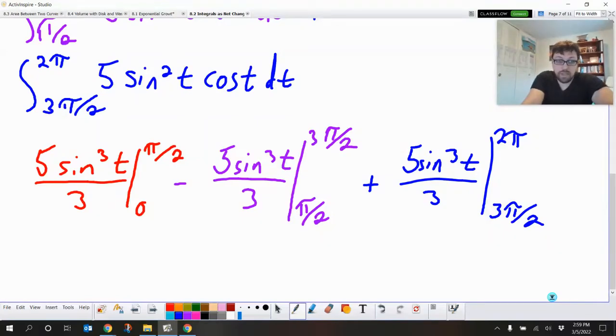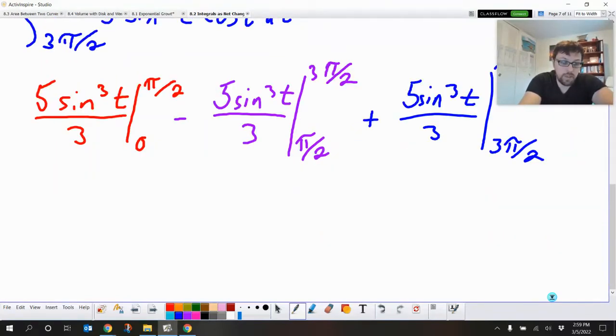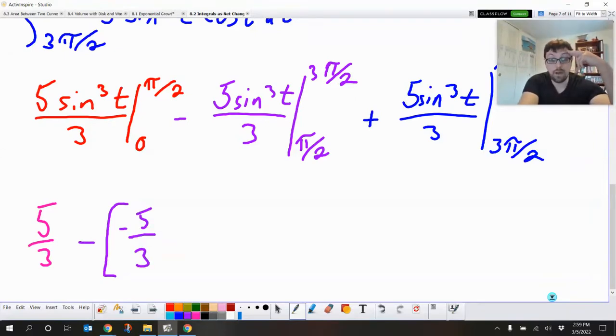All right, so we just have to evaluate each one of those. So when we do the red one, our top minus our bottom, when we put in that pi over 2, the sine of pi over 2 is 1. So we just get 1, so that's 5/3. Minus our bottom, the sine of 0 is 0, so that's not going to subtract anything. So I'm not going to do the bottom part. Then we get minus the sine of 3 pi over 2, which is negative 1. So that'll be a negative 5/3. And minus our bottom, the sine of pi over 2 is 1. So that'll be 5/3.